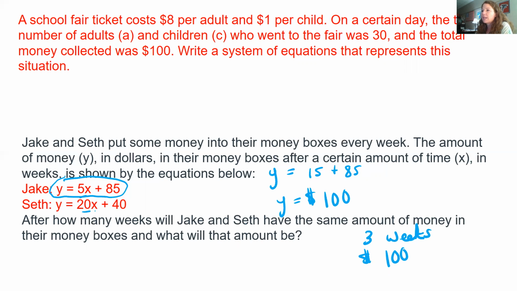Let's make sure that's true right here too. After 3 weeks, 20 times 3 is 60. And is it 60 plus 40, 100? So that's why the answers are the same for both guys, because we solved our system of equations correctly.